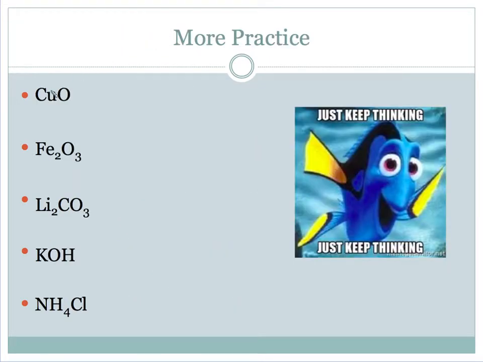Some more practice. On this one, we're going to get some practice with those transition metals. So Cu and O. Cu stands for copper. O stands for oxygen. Now, it's really important we think through copper here, because copper is a transition metal, so we have to change oxygen to oxide, so it's going to end in oxide.